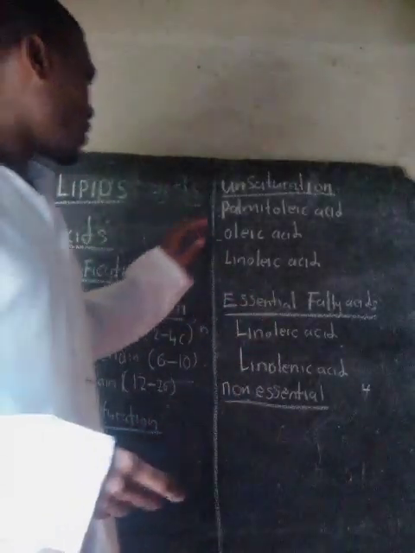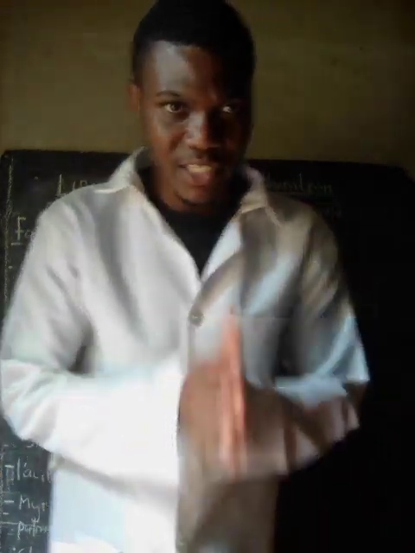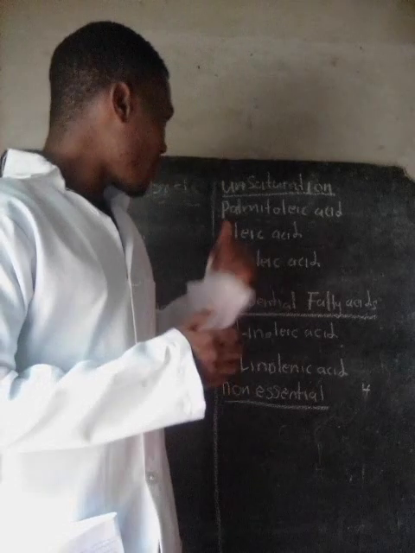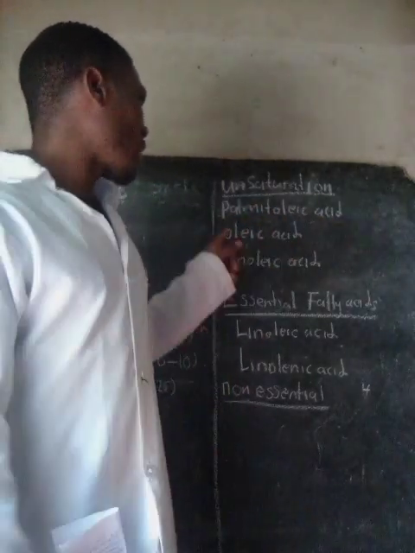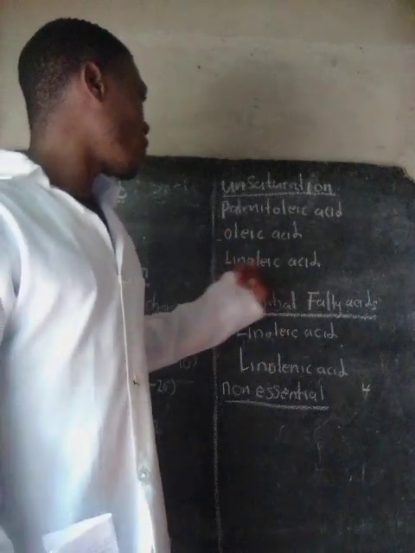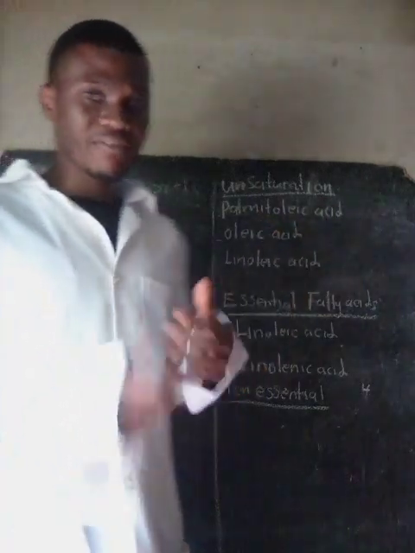Then let us also look at the unsaturated fatty acids. These are fatty acids that contain double bonds. Some fatty acids will have a double bond within the chain. So those that contain a double bond are the ones that we call unsaturated. As long as it contains a double bond, then it is termed an unsaturated fatty acid. Examples of these unsaturated fatty acids are palmitoleic acid, oleic acid, and also linoleic acid. These three are examples of unsaturated fatty acids.